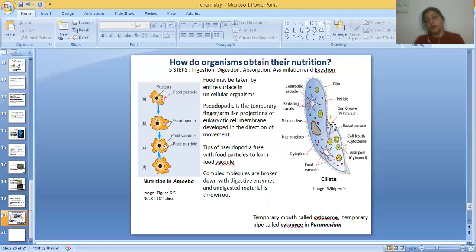But there is an oral opening and there's an anal pore as well, which is also known as a temporary pore, the cytopyge, in Paramecium. So this is how organisms obtain their nutrition. This is for today.